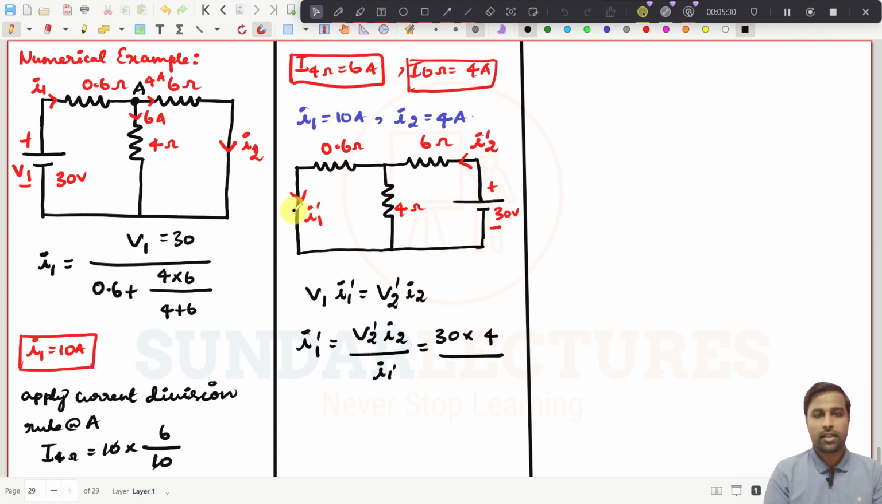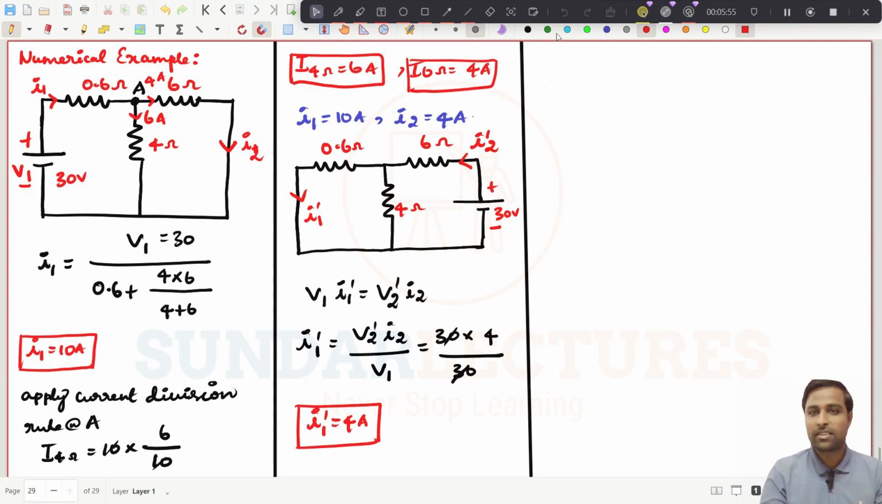What is I1? Okay, this is not I1 dash, right? Maybe I made a mistake. This one, if you bring this one to here, this is V1, right? So what is V1? V1 is 30. And if you cancel these two, what you will get? I1 dash should be equal to 4 amperes.